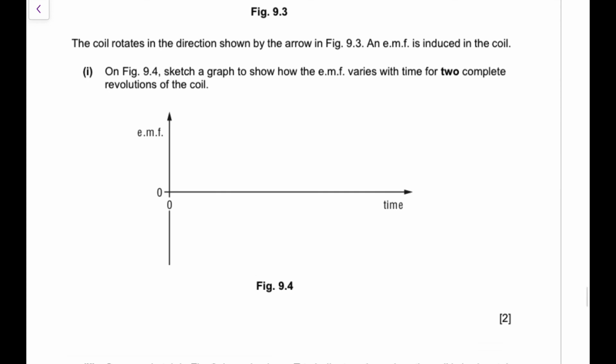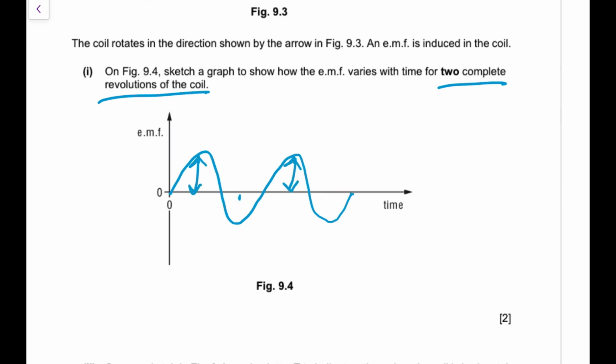You draw a sine curve and 2 complete cycles of it, because you need to show 2 complete revolutions of the coil. I'd suggest using a scale here to ensure that the heights of all of the peaks are equal, because the magnitude of EMF that is induced should not be different in the cycles, which will ensure that you score both of the marks.